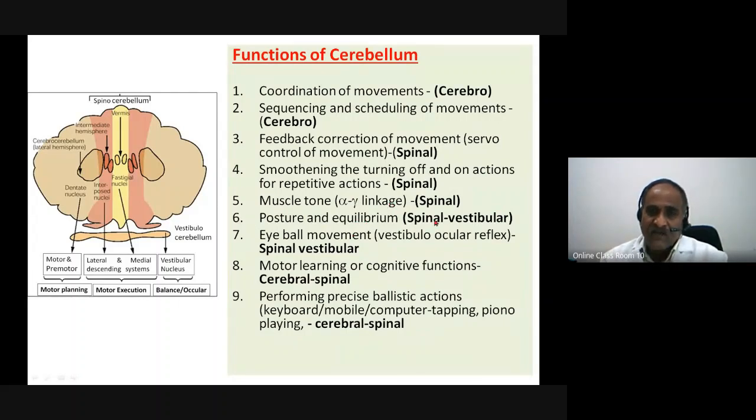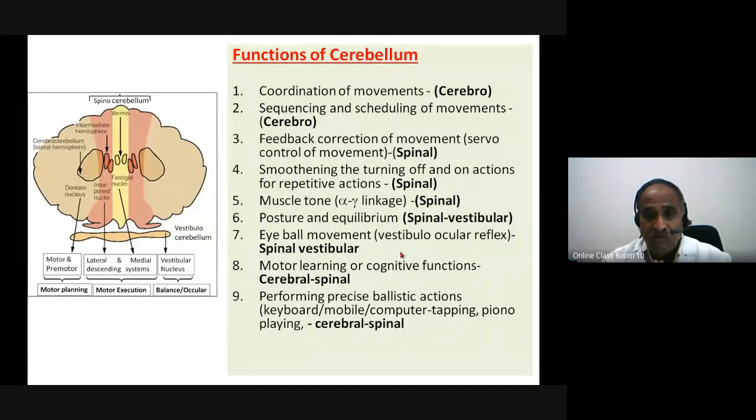The posture and equilibrium are components of the central part of the cerebellum. Plus, this requires assistance from the vestibular flocculonodular lobe, the vestibulocerebellum, and even the vestibular system. So posture and equilibrium, that's another function. Then the eyeball movement, because we have to direct our actions, and even our eyeballs are directed for the action.